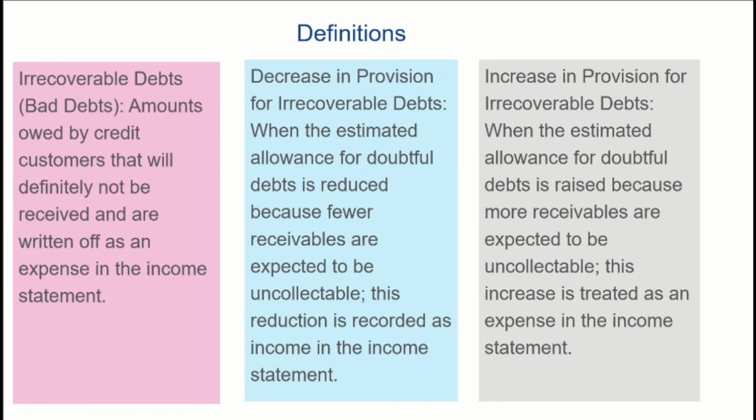Increase in provision for irrecoverable debt. When the estimated allowance for doubtful debts is raised because more receivables are expected to be uncollectible, this increase is treated as expense in the income statement.